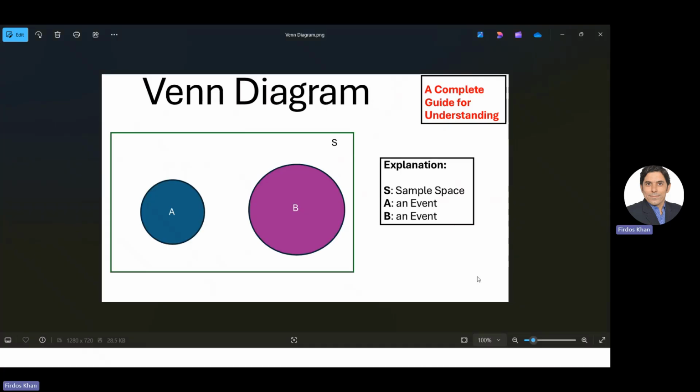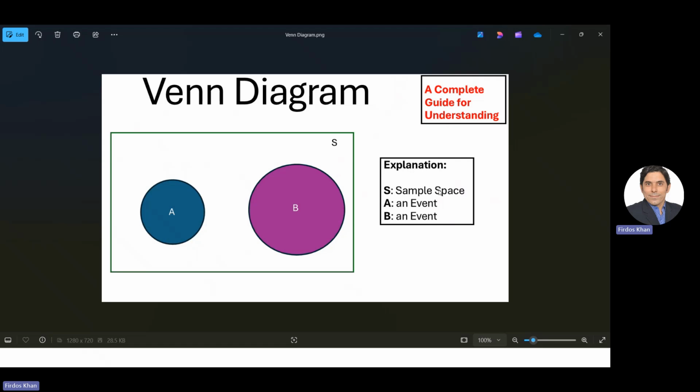Hello guys, in this video I would like to explain the Venn diagram, which is a very useful tool we can use in calculating probabilities of some particular event. Let's suppose we have an experiment and that has a sample space. The sample space means all the potential outcomes or output of that experiment. We say that is a sample space.